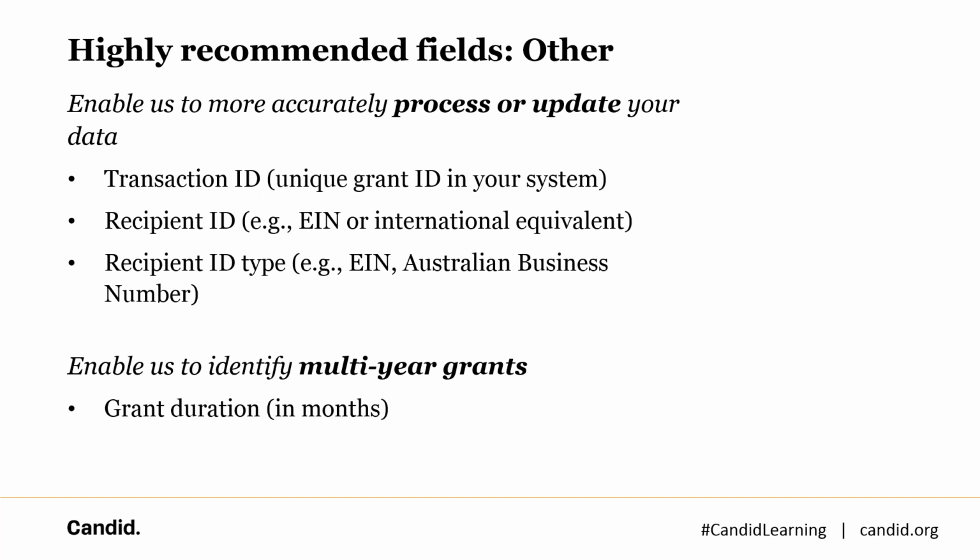The second group of highly recommended fields include data points that allow us to accurately process or update your data. So that includes a unique transaction or grant ID, and that's especially important to have for us if later you want to make some updates to the information you've sent. Maybe there's a correction you need us to make, and having that as a reference is really helpful. We also ask for or recommend providing an identifier for the recipient of the grant, such as an EIN. We ask, again, because we're getting grants data from both US-based and non-US based funders, that you give us the actual ID and then tell us what type of ID that actually is.